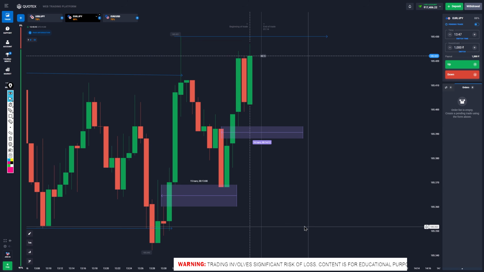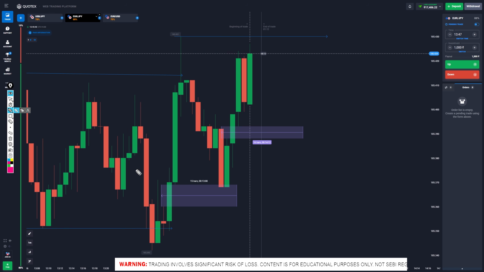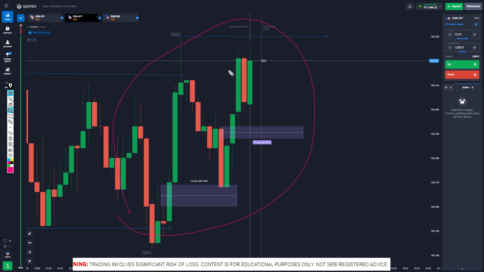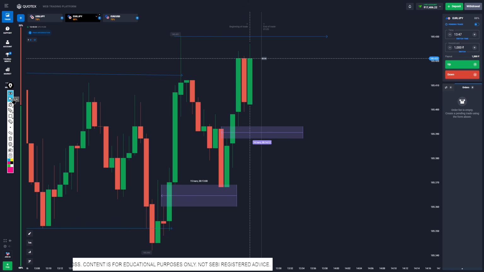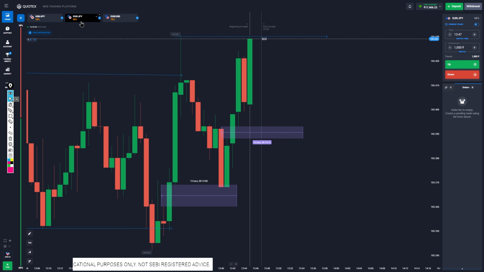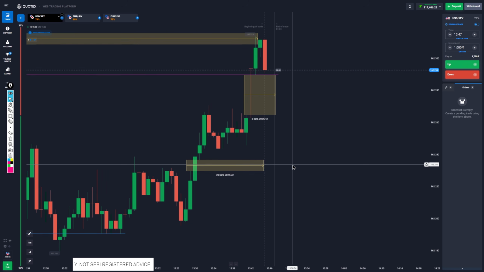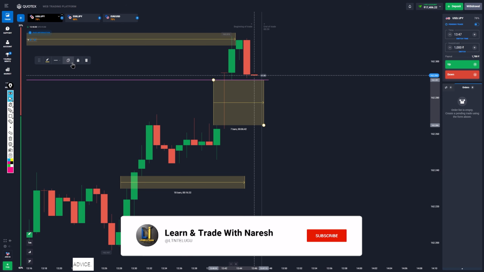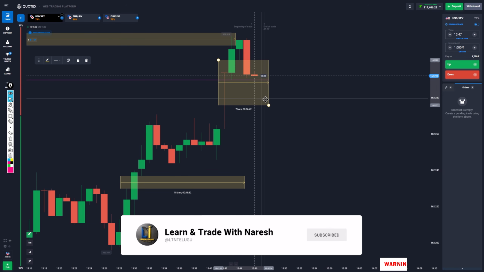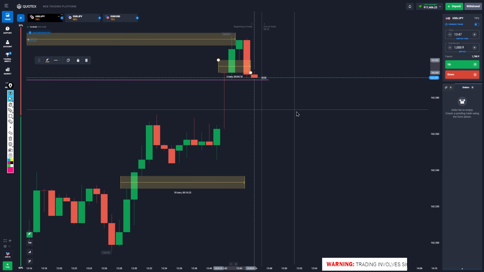So I have a vision. First, I try to understand the market from here to here, what is going to happen. I wait for my setup, but I didn't get the entry point. That's it. If we don't get the entry point, maybe next time we will. So don't panic and don't try to enter every gap. That is not a good thing.